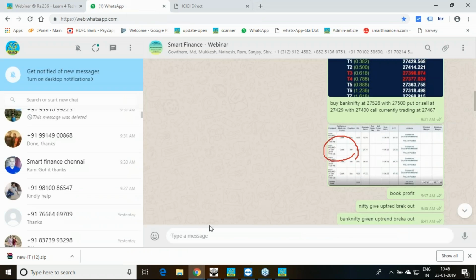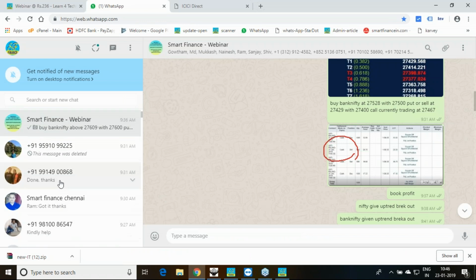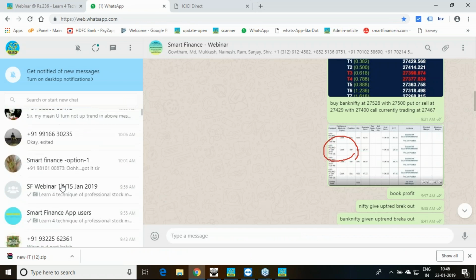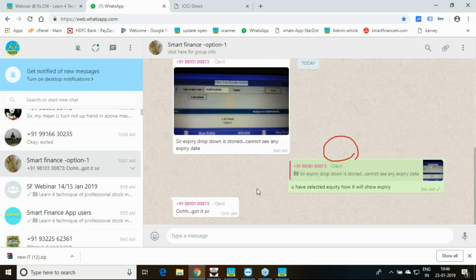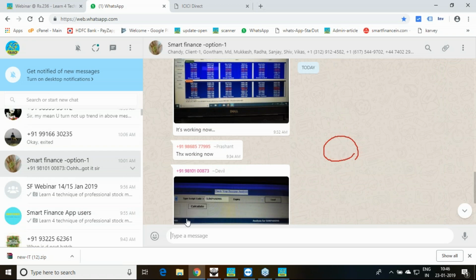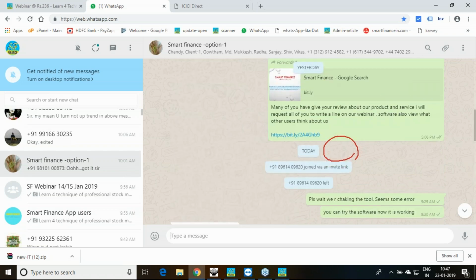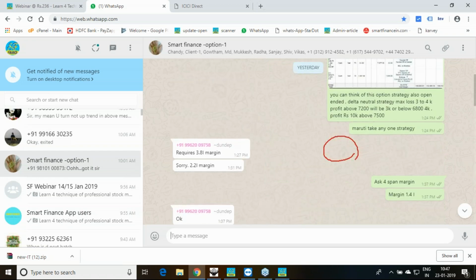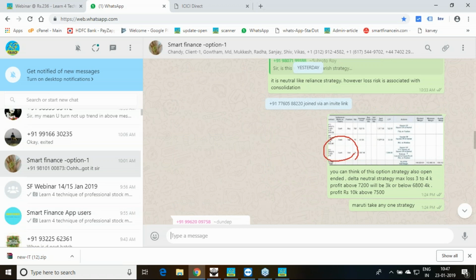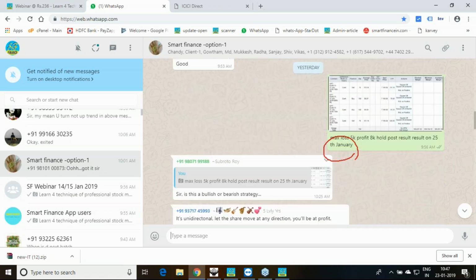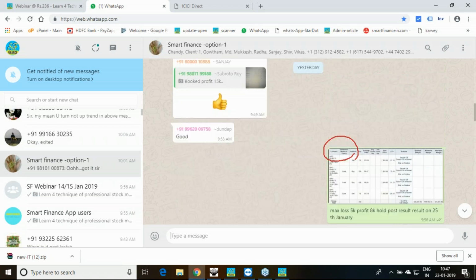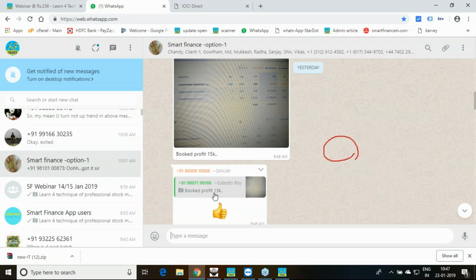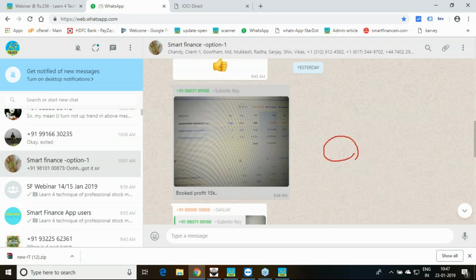And how the traders used to get benefited out of this option strategy, I can show a few examples. So this is our buyers group, those who have bought our products. They interact with us, and these strategies are given to them well in advance. So yesterday it was given. So here too we have given. So here booked profit 15,000.